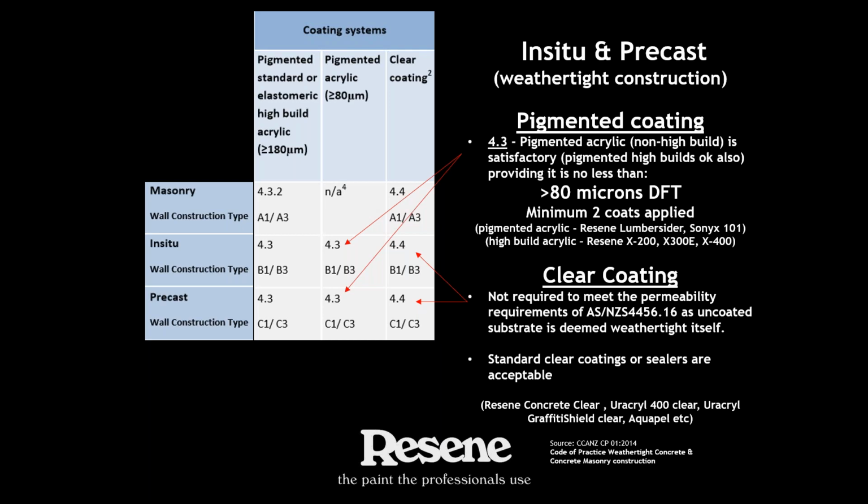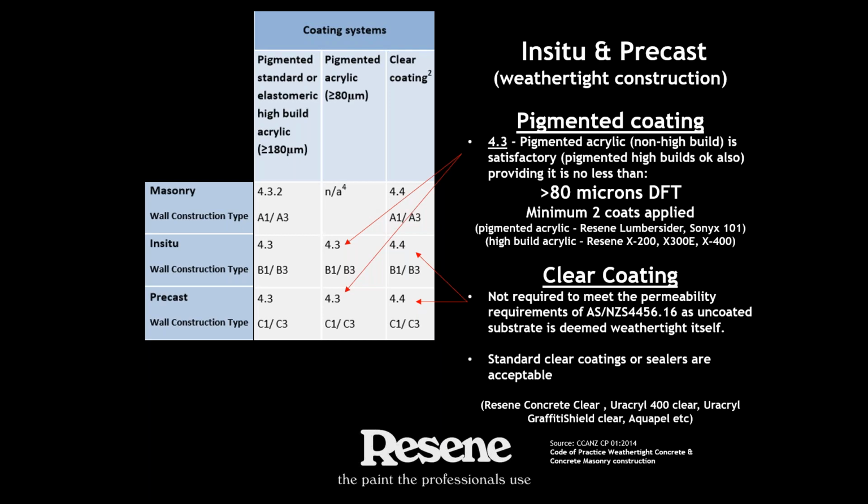Just a quick look at Insitu and Precast. When you see the options that are available there, it's showing you that all options are required. Like as we've said, you don't actually have to paint Insitu or Precast. You could put standard acrylic coatings on there. A lot of people will still put their high build coatings onto Insitu and Precast, and you can put the range of clear coatings on there as well.